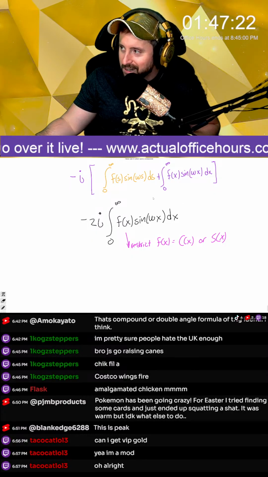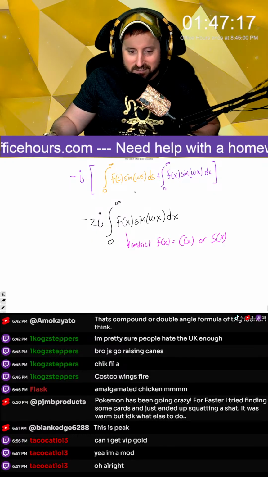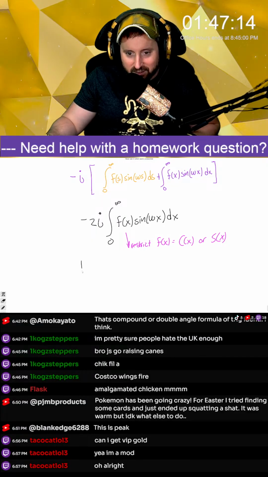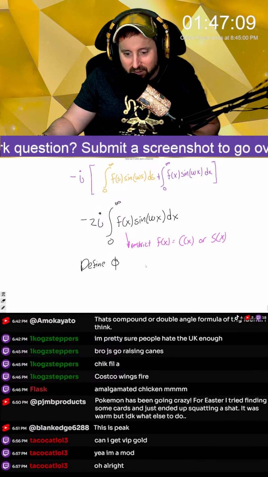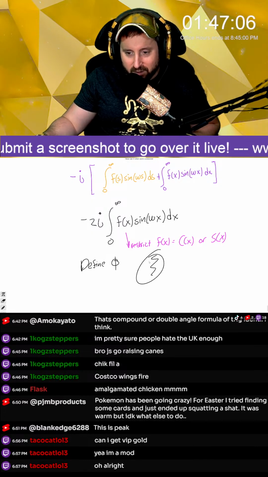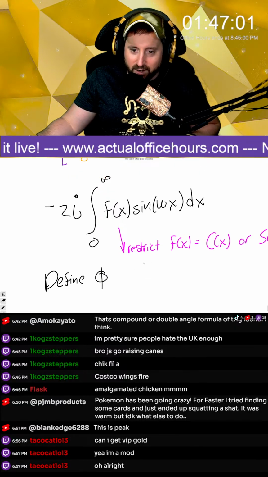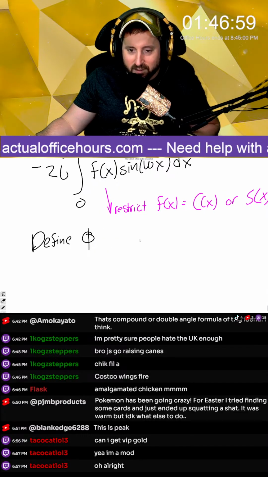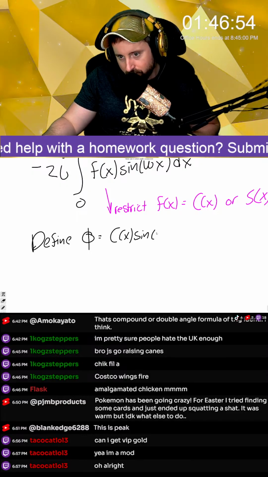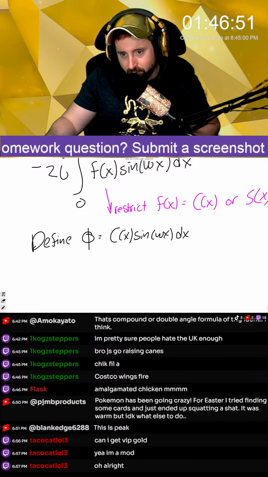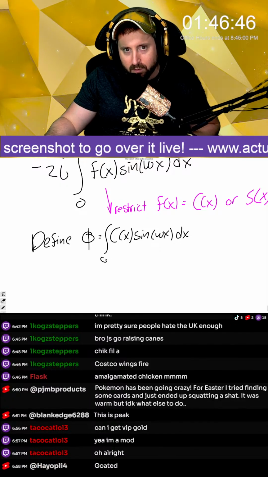From there, we're going to define two real functions, phi and psi. Phi would be the integral of c of x times sine omega x dx from 0 to infinity, and psi would be the same thing but for s of x. Is it negative infinity to infinity or 0 to infinity? No, 0 to infinity.